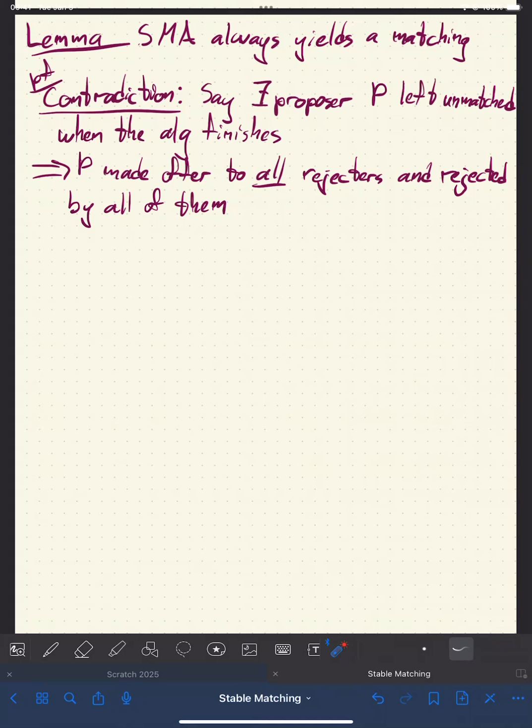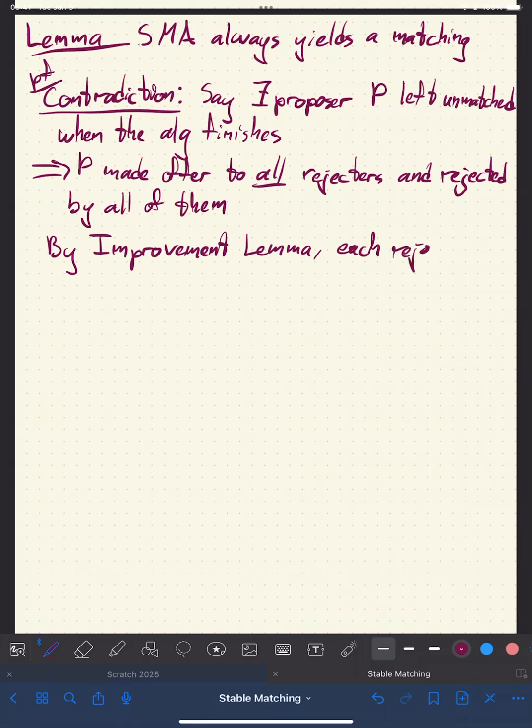But that tells us something important, right? Because this is where lemmas are useful. By the improvement lemma, we know each rejector has a better offer in hand, really, that it's matched with in hand, than P.